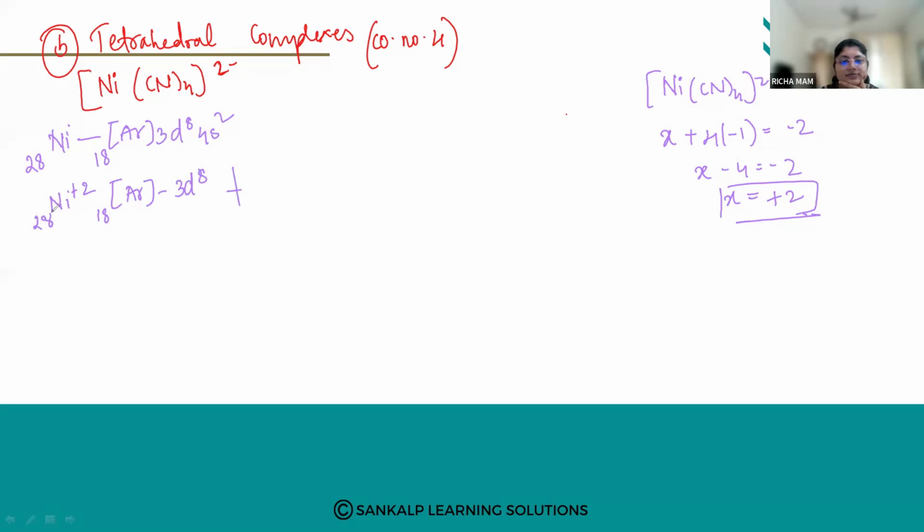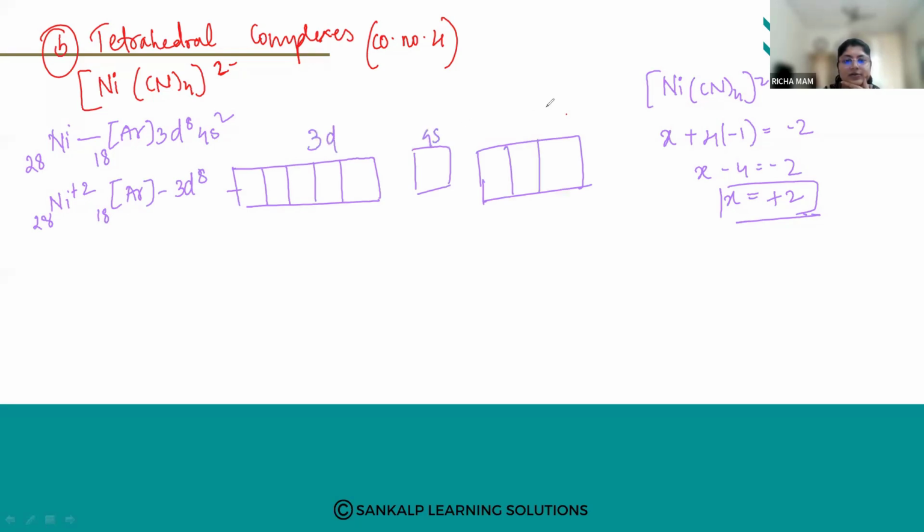So let us write the orbitals: 1, 2, 3, 4, 5, this is 3d, then 4s and 4p. Now how does the electron pairing take place? Again 1, 2, 3, 4, 5, 6, 7 and 8. So this is the electron distribution of the nickel.